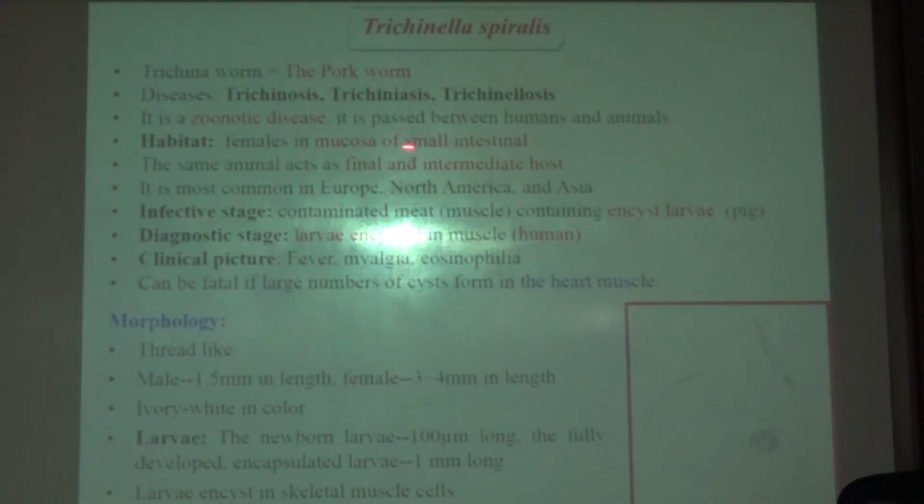The habitat of the females is the mucosa of the small intestine. The same animal acts as both final and intermediate host. The picture is not very clear, maybe due to the light, but it is thread like. The most important aspect regarding this is that the larvae are encysted in skeletal muscle cells. So this is unique in that its larvae are found in striated muscle cells.